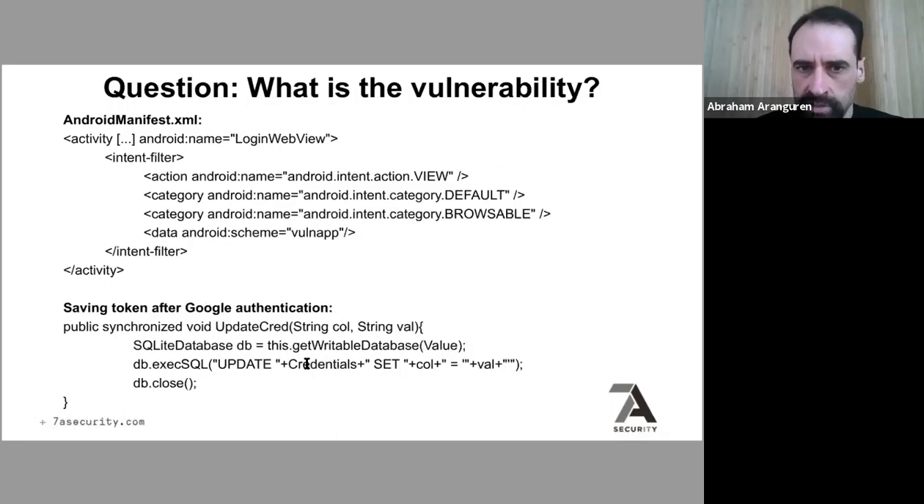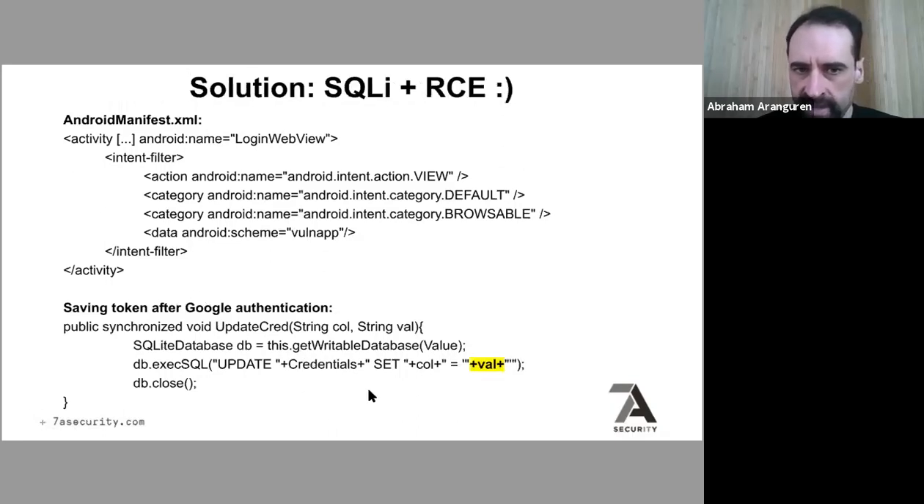And this is the actual vulnerability, right? So we have a SQL injection where the application was trying to save the credentials table with the password, with a token from Google, right, after authentication to Google. So the pop-up shows up, and then the Google web page calls back to the application using the custom URL scheme, and then it gives back the token.